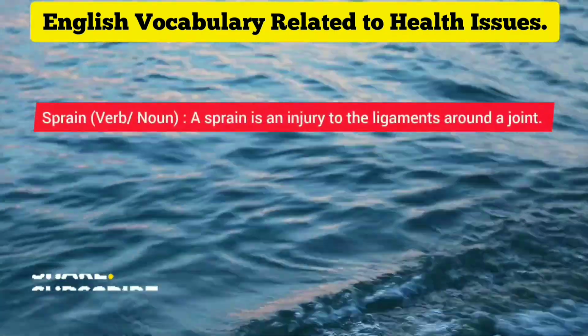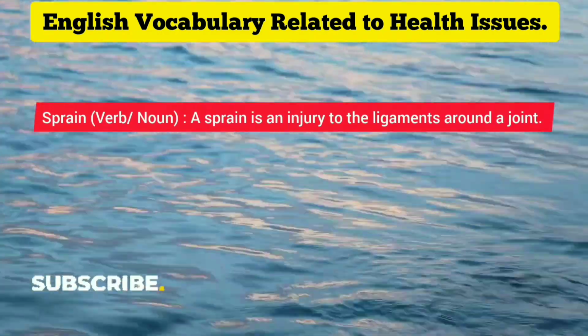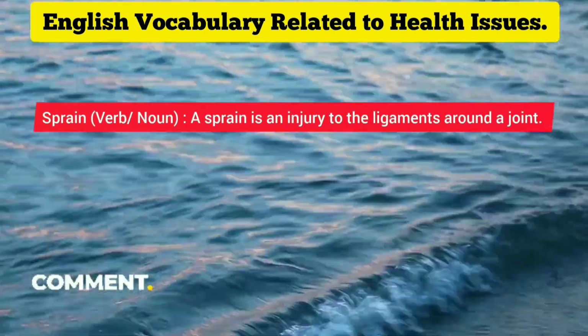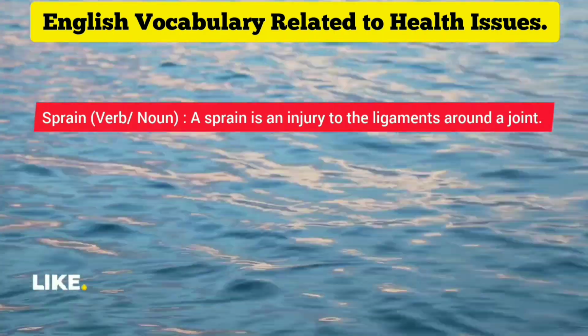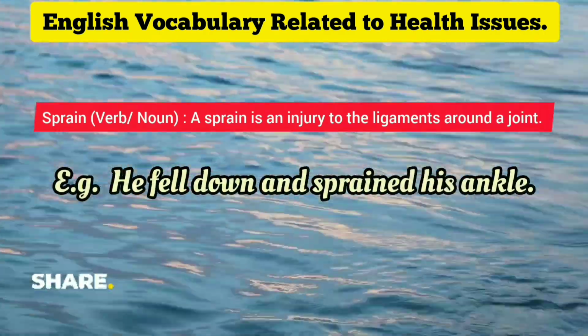Next is sprain. Sprain can be used as a verb as well as a noun. Sprain is an injury to the ligament around the joint. That means when you twist your ligament, that's called sprain. So as you see the example, he fell down and sprained his ankle. As I already mentioned, you can use it as a verb also.